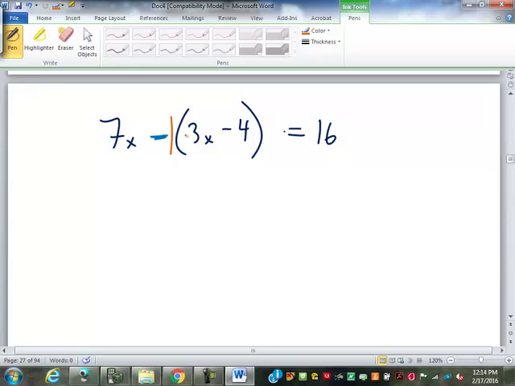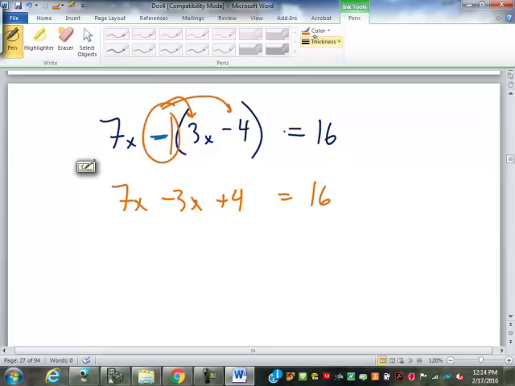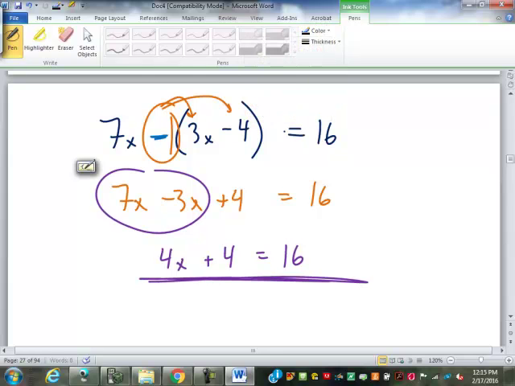Some of you may have been taught you just take out the negative and change the sign of everything inside there. That works as well. That's just a way of doing the action without showing the -1. So when we simplify this, the 7x is not going to change, but we're going to do -1 times everything in the parentheses. So -1 times 3x is a -3x. -1 times -4 is a +4 equals 16. So again, 7x minus 3x is 4x. Still have the +4 equals 16. And I'm going to trust you guys can finish that equation off.